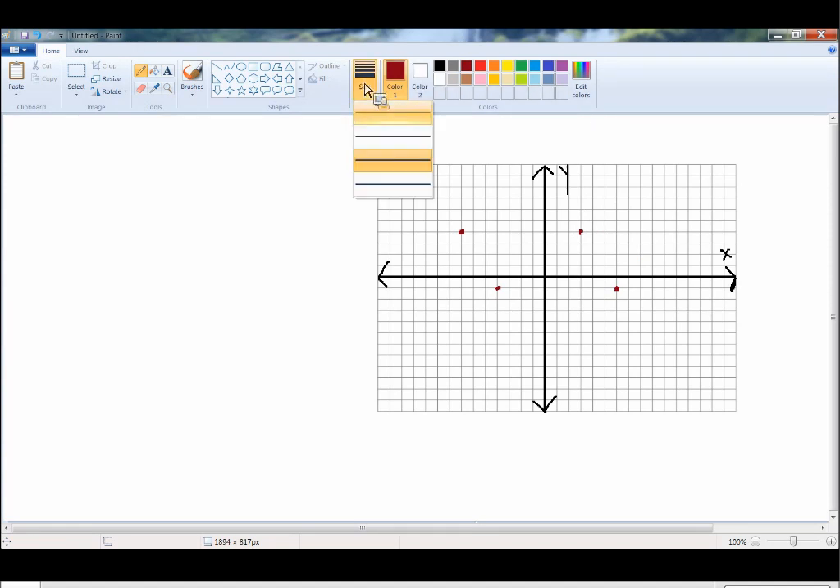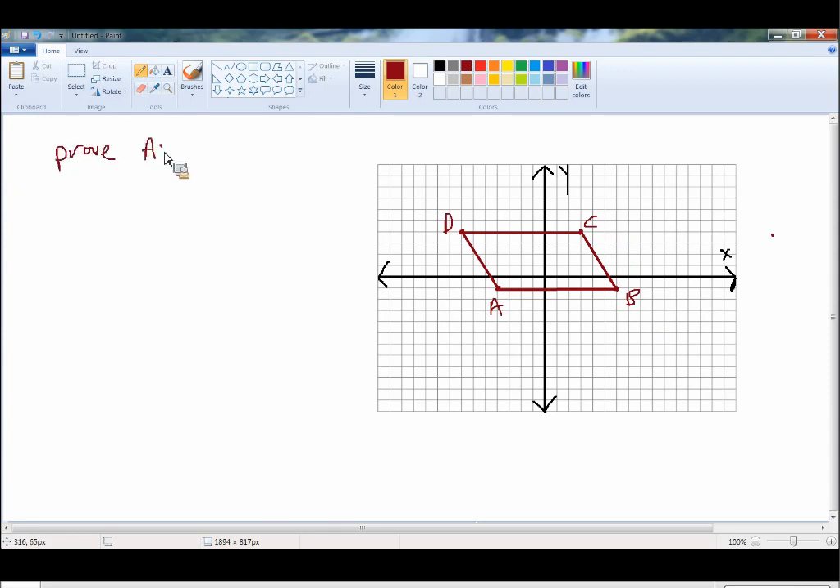Okay, let's say I establish this quadrilateral here. I tell you this is quadrilateral ABCD, and I ask you to prove that ABCD is a parallelogram. That's the symbol for parallelogram. Now, what are two ways that we can prove that anything is a parallelogram?